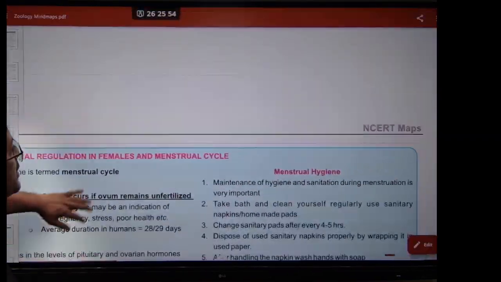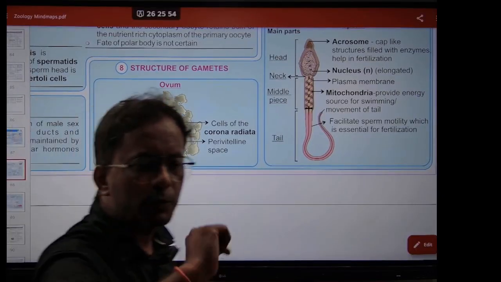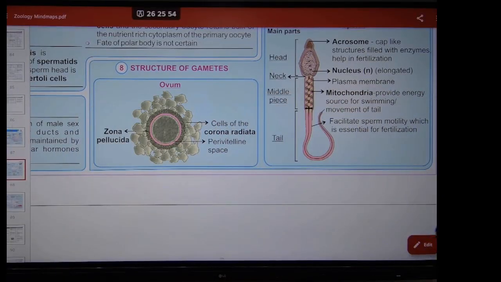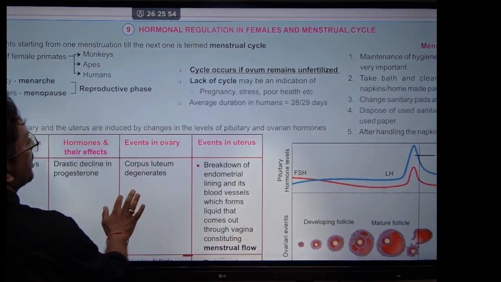And next one, what is the structure of the cell, guys? I mean the ovum, secondary oocyte, right? Then there is a non-cellular layer called the zona pellucida, and outside it there are 1 or 2 layers of granulosa cells called the corona radiata. Clear? Now, the next one here is about the females, the menstrual cycle.